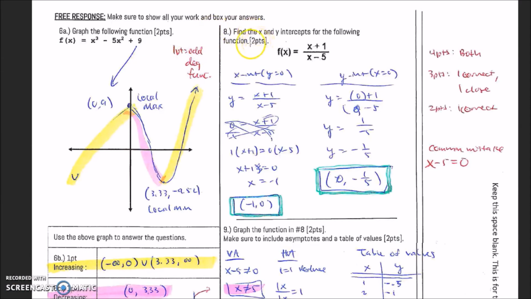For question number 8, it says find the x and y intercepts for the following function. You have f of x equals x plus 1 over x minus 5. The x-intercept means make y equals 0. There is no y variable here. That's the f of x.